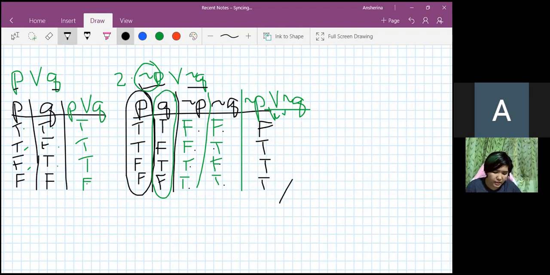Okay. Let's try number 3. Number 3 is actually very similar to number 2, but let's go through it one by one. Okay?